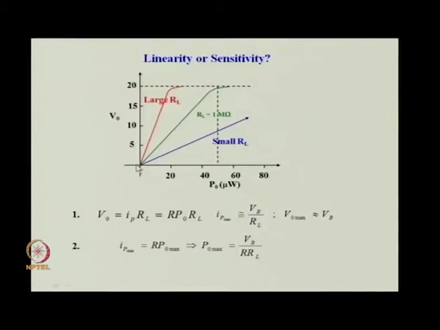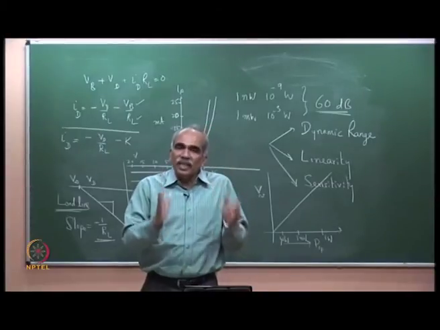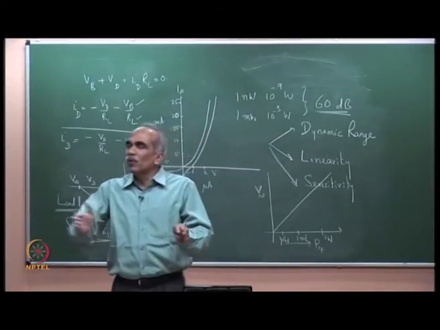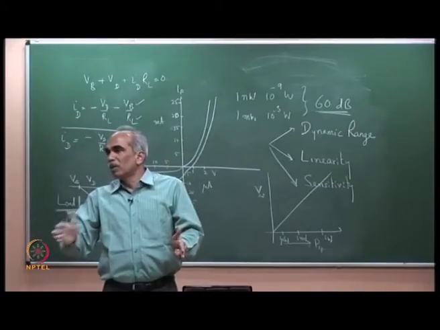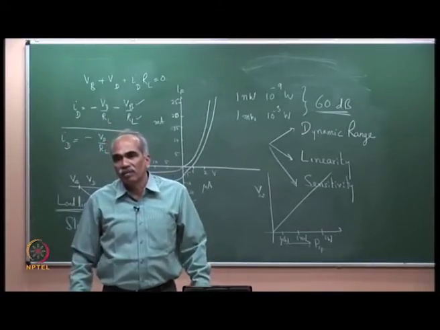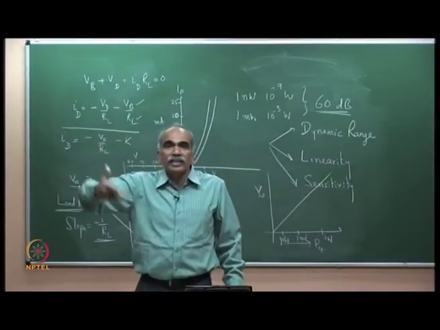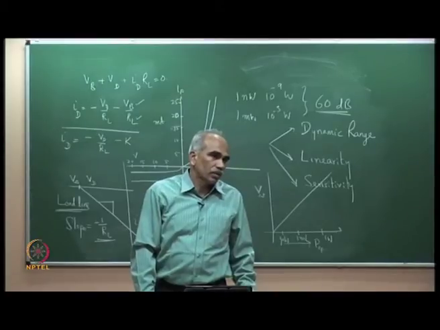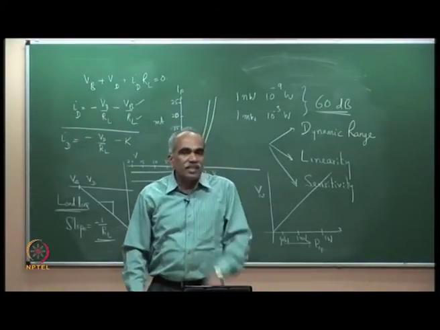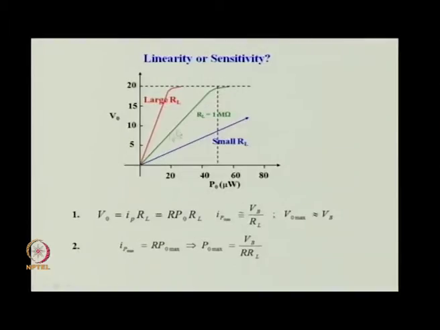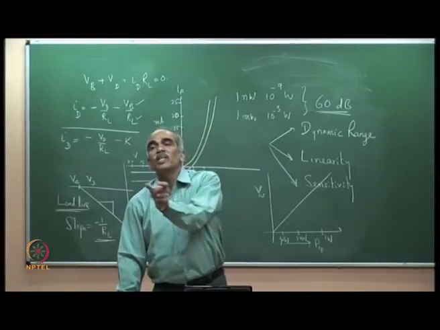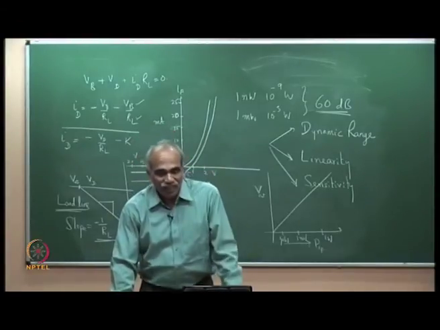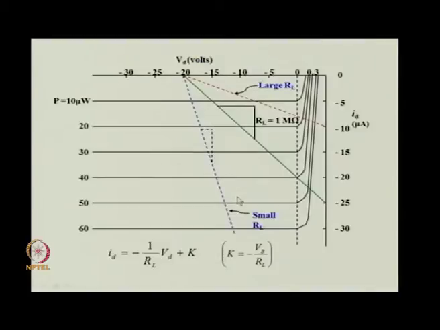If your choice is 1 megohm, then it is a very sensitive detector from 0 to 40 microwatt variation. But beyond that, it is simply saturated, which means it will not be able to detect a variation of optical power beyond 40 or 50 microwatt. So, what is the meaning? If the resistance is large, it is a very sensitive detector, but the range of power that you can measure is very small. If I put a small resistance R, I go back here, this is the slope.